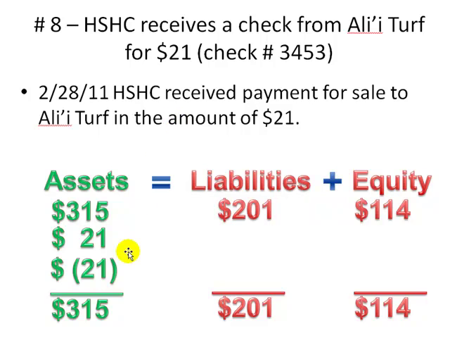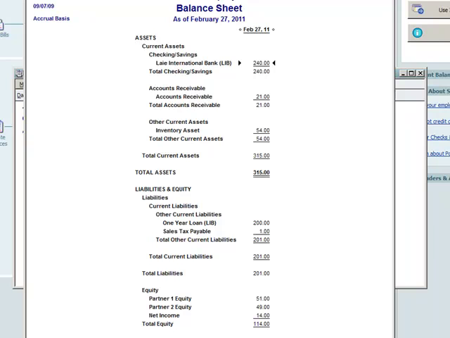As you can see, liabilities and equity will not be affected by this transaction because it's simply a payment of an amount that was already receivable in the past. So what's going to happen is our cash will go up 21, but our accounts receivable will go down 21. So all that happens is assets go up and down by the same amount. Liabilities and equity are not affected. Let's go ahead and receive the cash then.